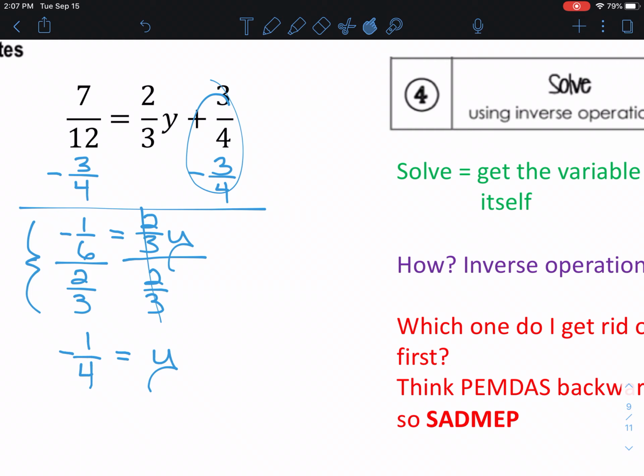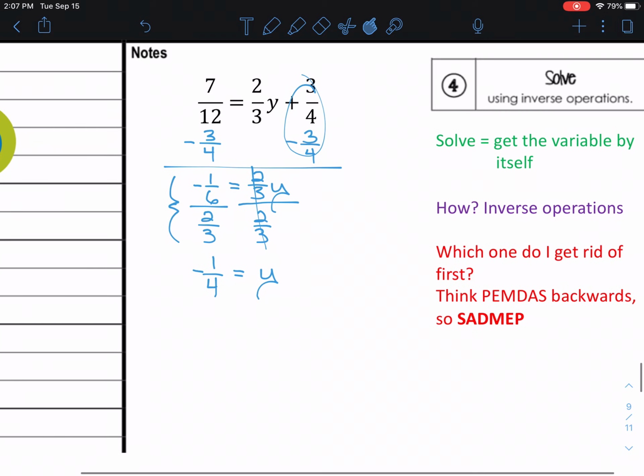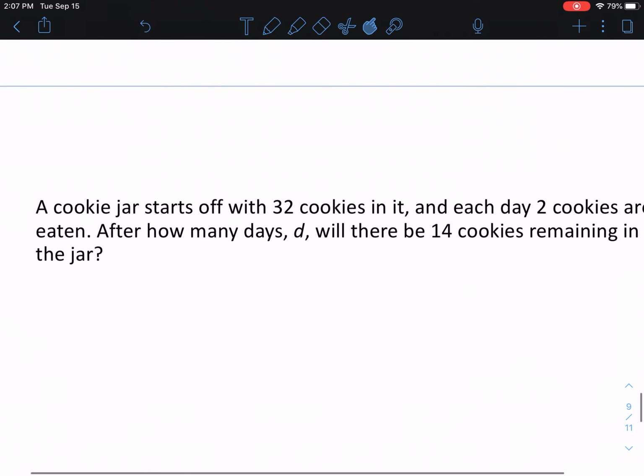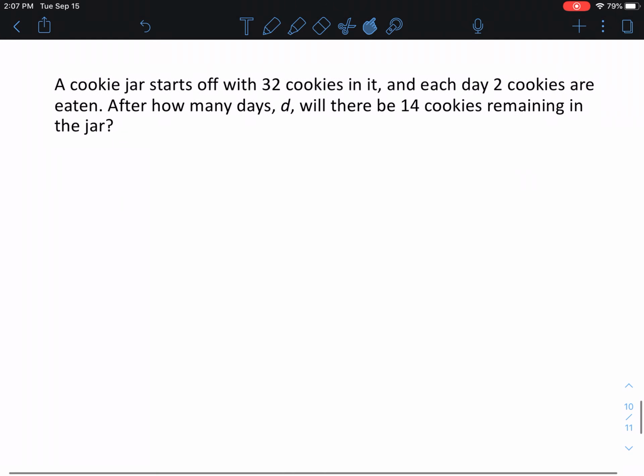Let's move to a word problem. It says a cookie jar starts off with 32 cookies in it, and each day 2 cookies are eaten. After how many days, D, will there be 14 cookies remaining in the jar? Okay, so you could do this manually, but if we want to use equations, we're going to start by thinking about what we've got here.